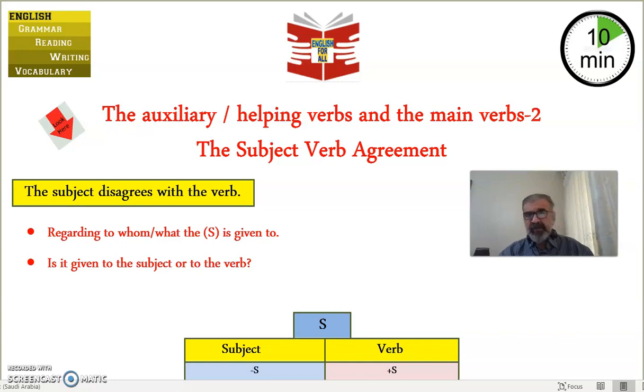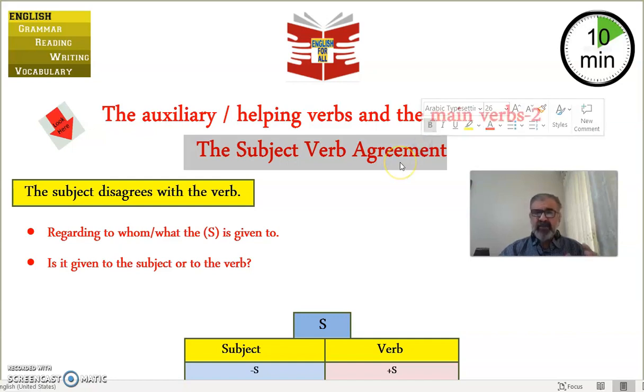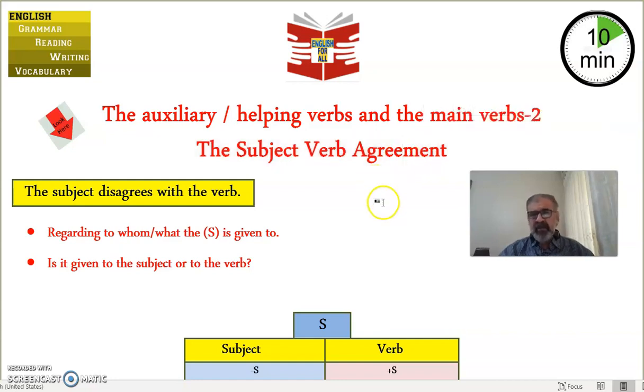My greetings to all. Today's grammar tutorial is a continuation of our previous tutorial on the auxiliary helping verbs and main verbs. And we're going to deal today with one of the most important subjects in English, which is subject verb agreement. This could be one of the most important, crucial, critical areas of understanding English, because this subject verb agreement concept has to do with writing, communication, and grammar in general. So now let's start with the main concept.